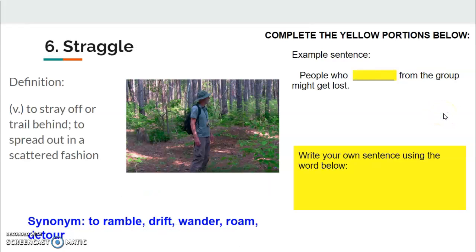Number 6 is straggle. Straggle is a verb. When you straggle, you stray off or trail behind. You spread out in a scattered fashion. So the man in the picture, he straggled off from his group. He fell behind. People who straggle from the group might get lost. Maybe your little sister straggles behind your mom in the grocery store. All right, so go ahead and work on that one.